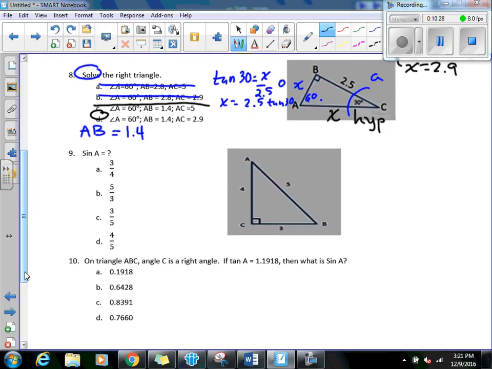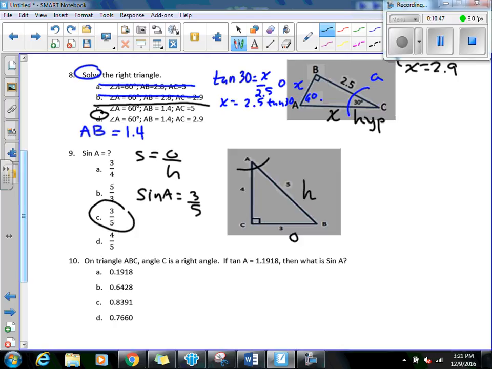Number 9, this is another one where I can just look and see the sine of angle A. Sine equals opposite over hypotenuse. If this is A, this is my opposite side, this is the hypotenuse. So the sine of A equals 3 over 5.